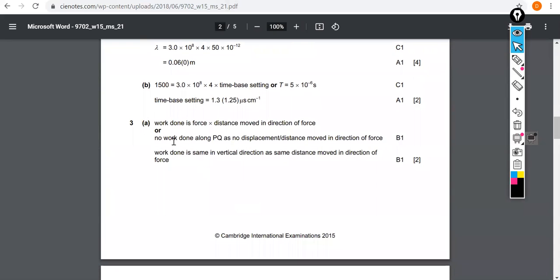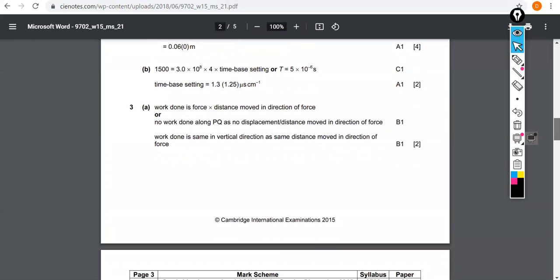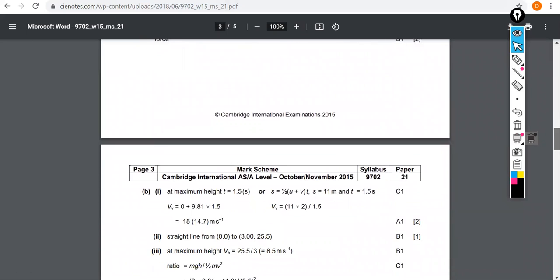Was it 3? Yeah. Work done is force times distance moved in the direction of the force, so no work is done along PQ as there's no distance moved in the direction of force. The work is the same in the vertical direction as the same distance is moved in the direction of the force. We kind of basically said that. I'm not sure how clearly we worded it, but we get one or both marks there.